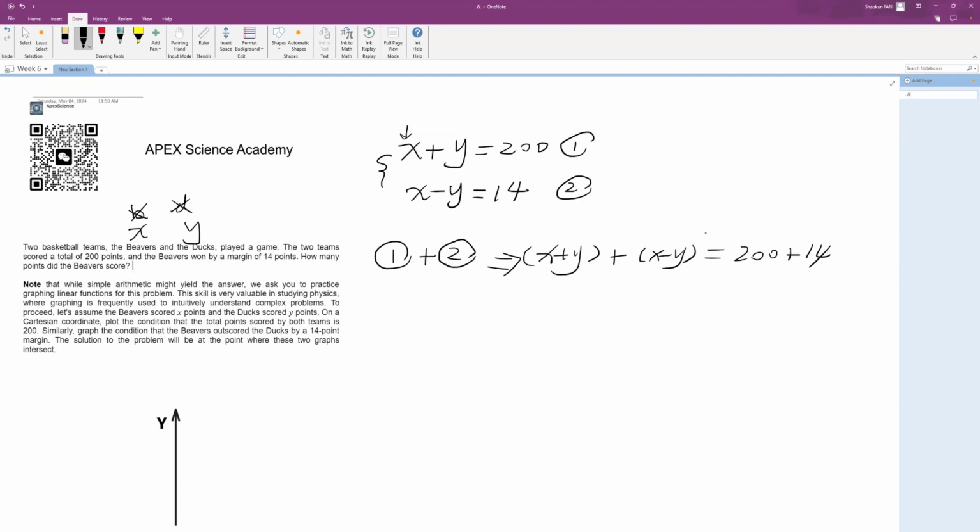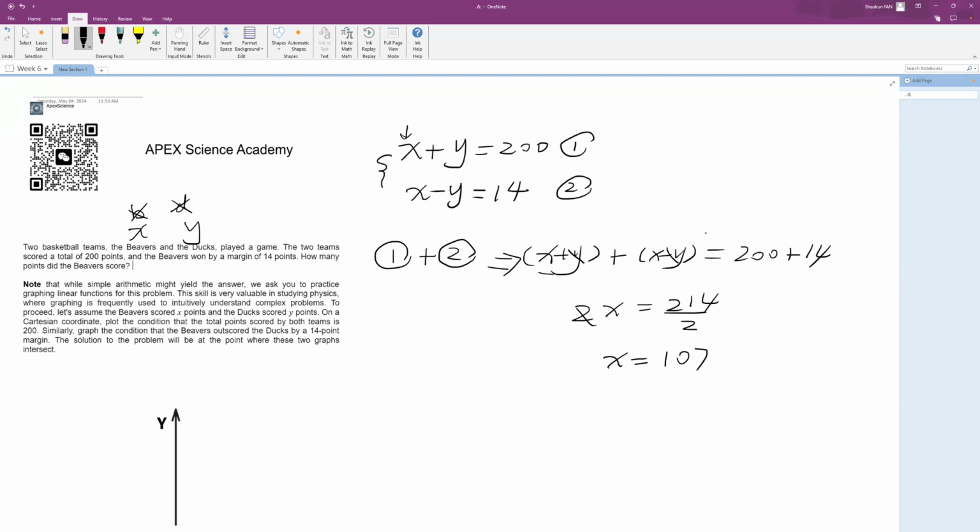Then for the second step, we just need to work on this equation a little bit. The plus Y and the minus Y get canceled, and we have X plus X, which is 2X, equals 214. Solving this equation, we just divide both sides by 2, so we know that X equals 107.